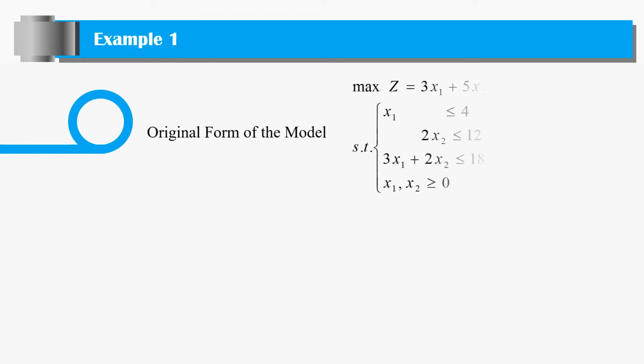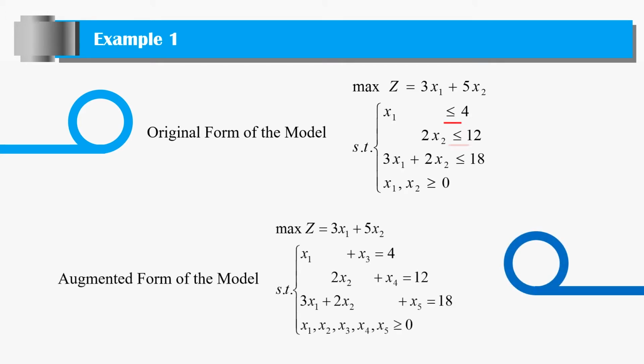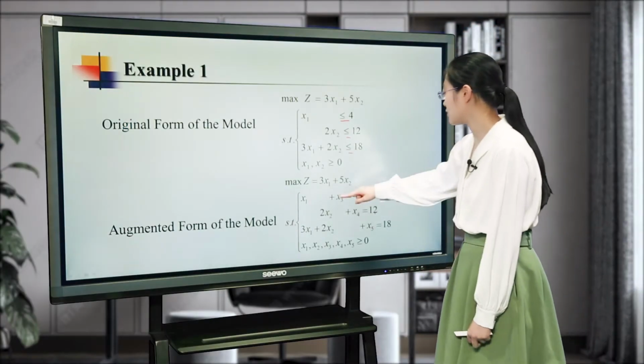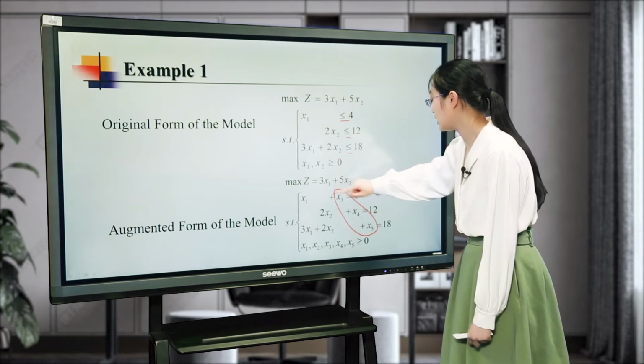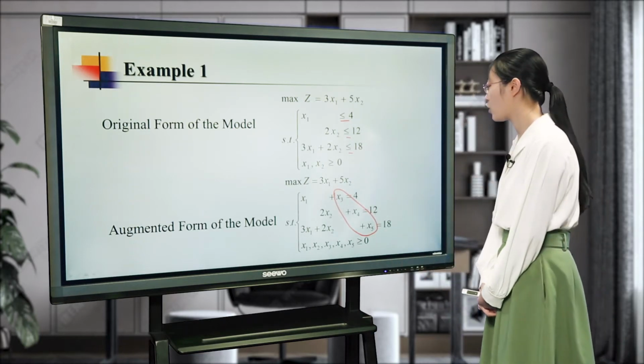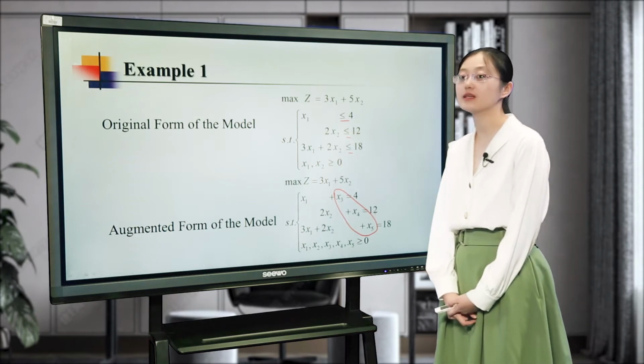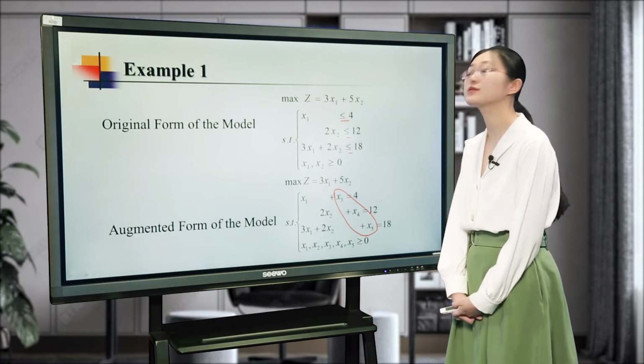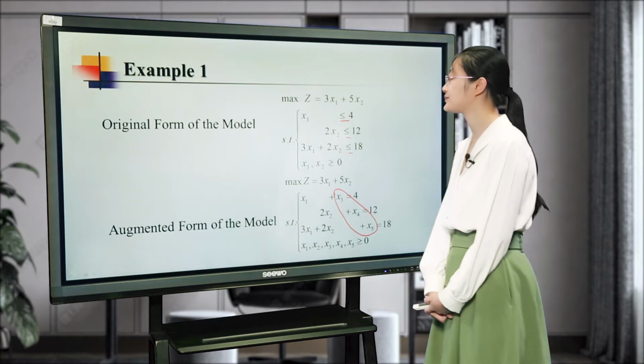For example, if again we have this problem with all these inequality constraints, by adding to the left-hand side of each inequality a slack variable, we have x1 plus x3 equals 4, 2x2 plus x4 equals 12, 3x1 plus 2x2 plus x5 equals 18. Now we introduce one slack variable to each inequality and make all the inequalities equations. And we'll see how these equations help our simplex method.